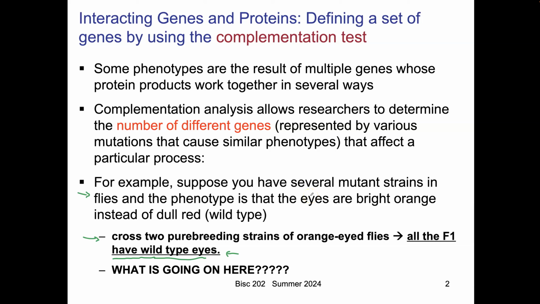I'll be pounding away at it probably more than you want. And then if we cross two different pure breeding mutants to each other, again with the same or very similar phenotypes, and we find that the progeny have a mutant phenotype, then that's not complementation. It's failure to complement. And we're going to look at the reasons for that right now.